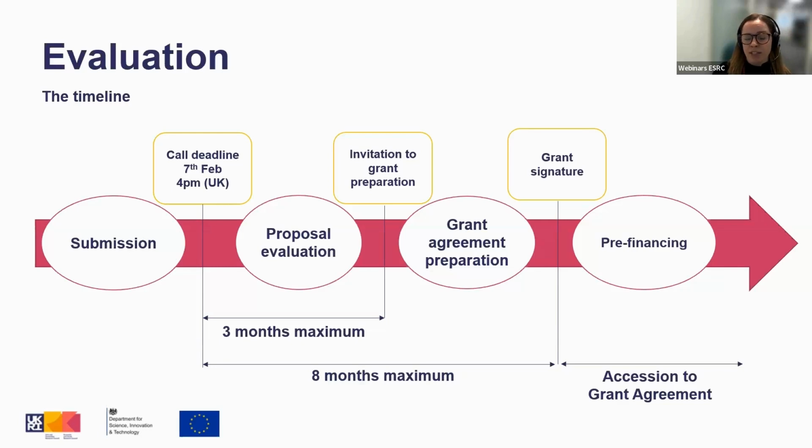So if you have been successful, you'll be invited to the grant preparation stage, and the grant agreement preparation has to take place within 8 months from the submission date. So for this round, with the deadline on the 7th of February, this will likely happen in October. After this, the grant is signed and you move through to the next stage.